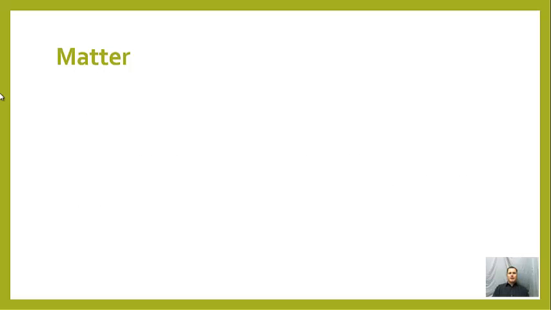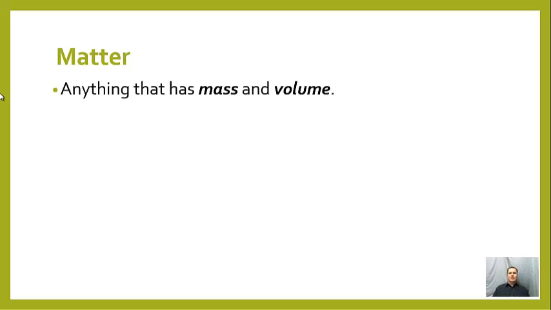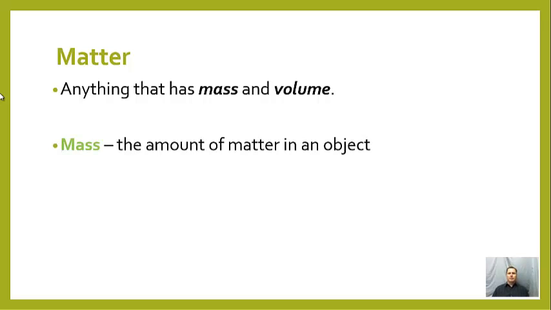We can define matter simply as anything that has both mass and volume. So if you think back, remember what mass is. Mass is simply the amount of matter in an object. It's kind of weird to define matter by saying it's mass, and mass is made up of matter. But basically, mass is just the amount of stuff that makes something up.